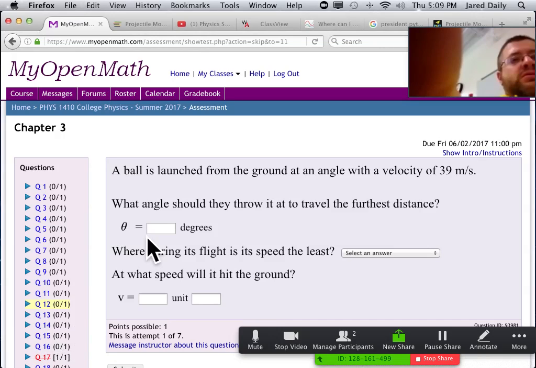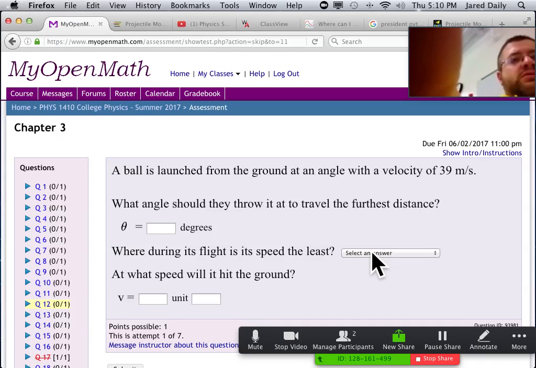That's right. And it asks during its flight when the speed is the least, so that would be at the top, right? Because its horizontal speed is the same the whole time, but its vertical speed is 0 at the top. So the total speed, the overall velocity vector, is going to be the sum of those two. So it's going to be the least when one of them is 0, when the y is 0.